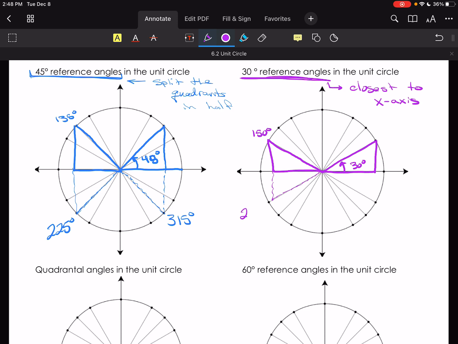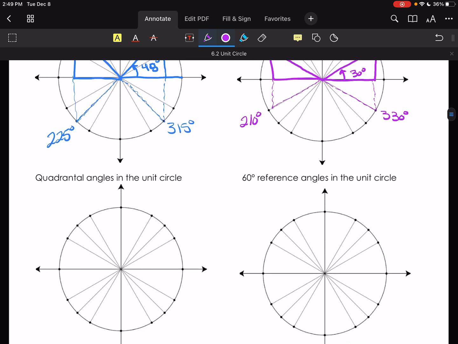Quadrant 3, right, 180 plus 30, gives 210. And then quadrant 4 would be here, again, closest to the x-axis. 360 minus 30 would be 330. All right.